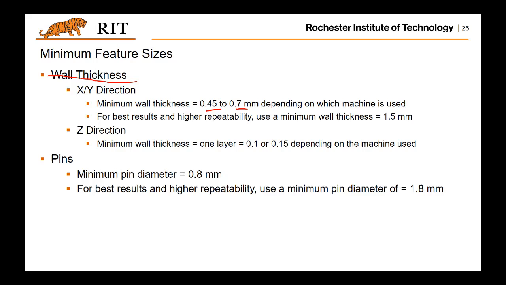But in general, if you want to have the best result and a higher repeatability, it's better to have a minimal wall thickness of 1.5 millimeter, which is 2 times this upper bound of minimal wall thickness. So for the Z direction, the minimal wall thickness is equivalent to the one layer thickness. That is 0.1 or 0.15. Again, depending on the machine you used.